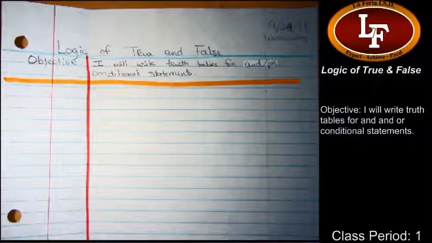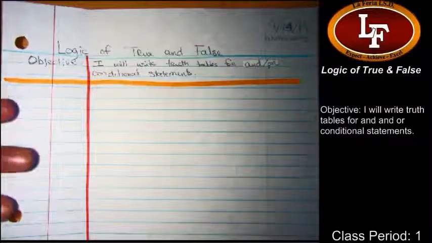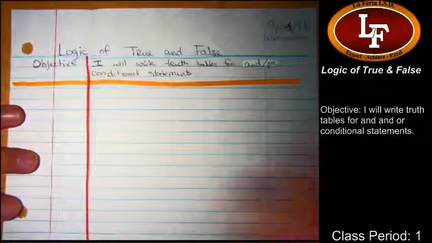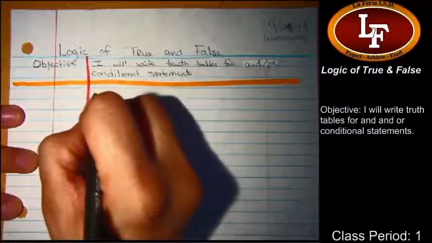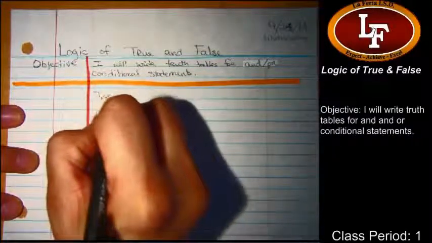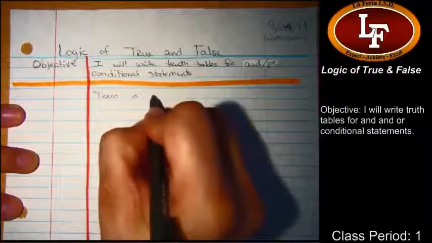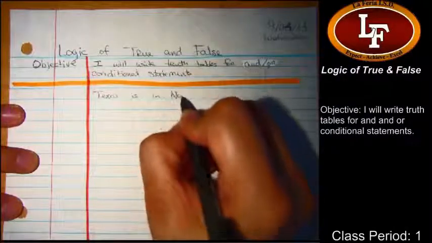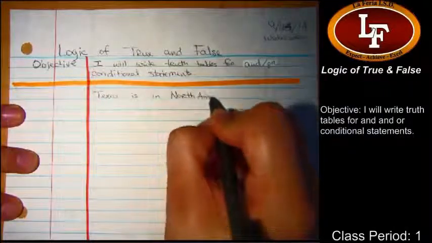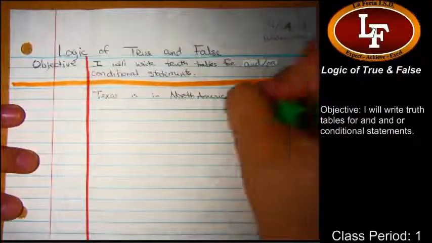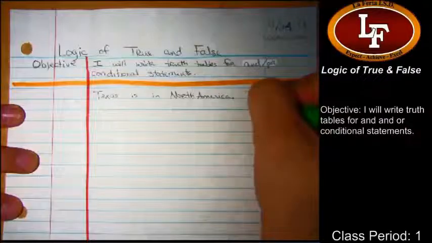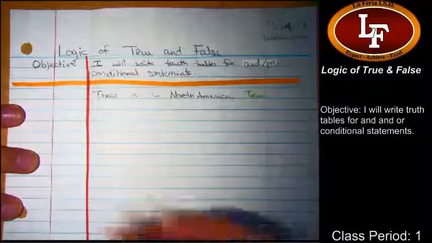All right, so the first thing we need to do is talk about whether statements are true or false. Okay? Seems fairly easy, yes? All right, is this statement true or false? Texas is in North America. True. It's true! We're happy. Yay. All right.